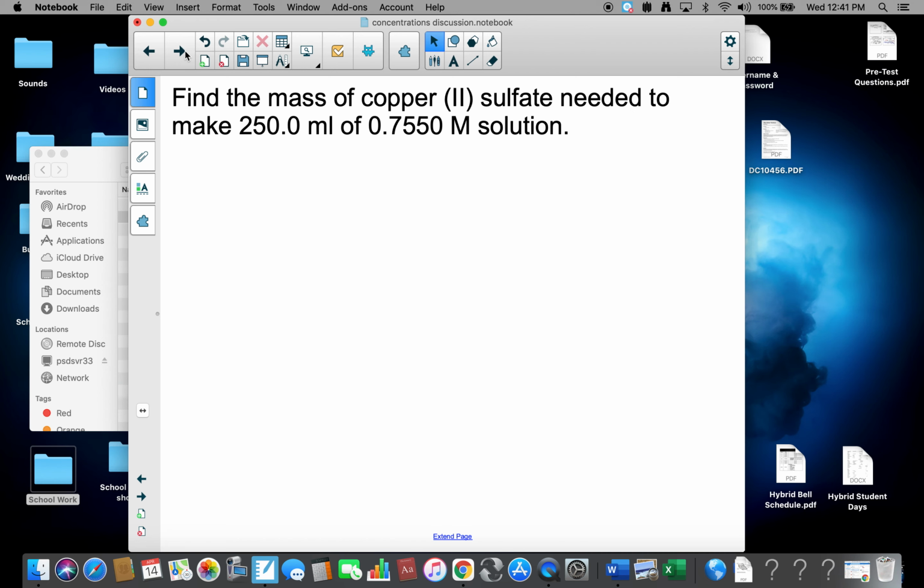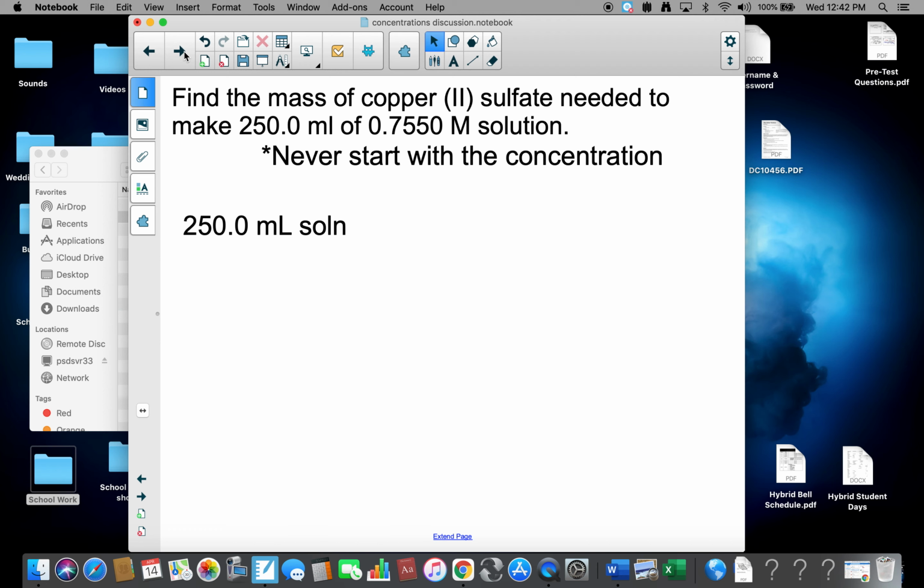Now, this one we'll do together. Find the mass of copper(II) sulfate needed to make 250.0 milliliters of 0.7550 molar solution. Whenever I give you two values, you have to ask which one you start with. We're never going to start with a concentration. That concentration is 0.7550 capital M molar, so we start with the other value, which is milliliters of solution.